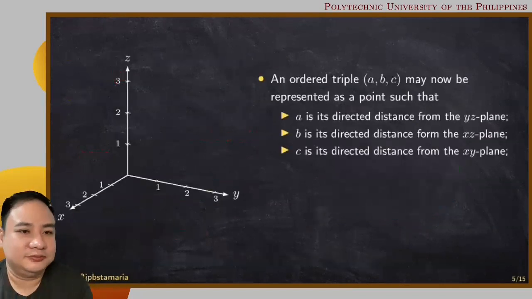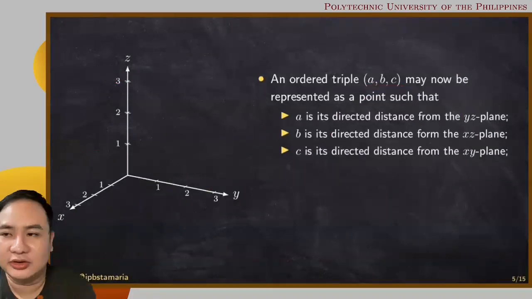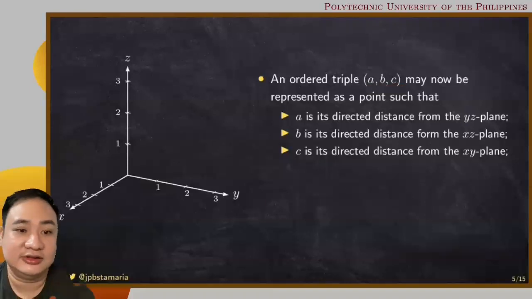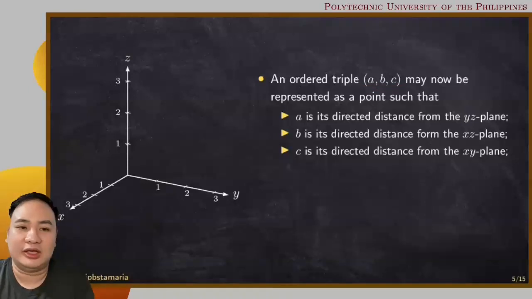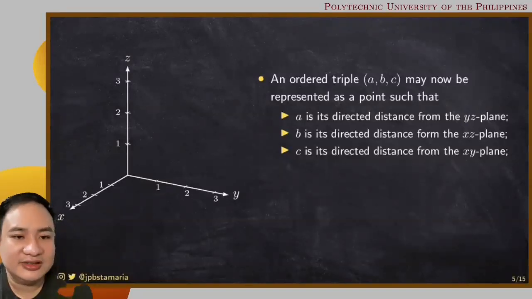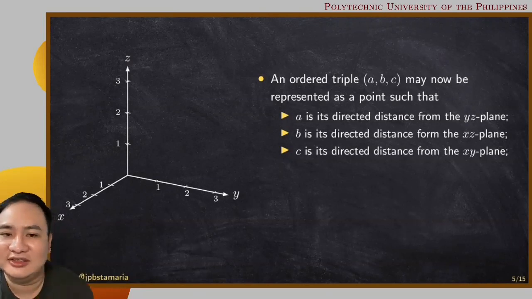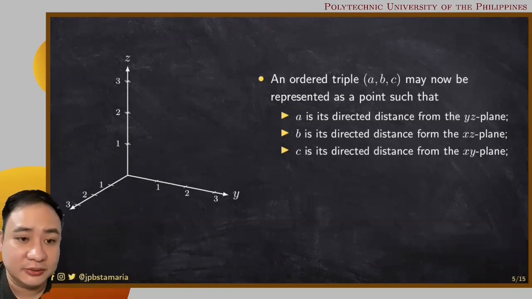Let's continue. Yan. Ang tanong, paano natin ngayon i-represent yung point or the ordered triple na A, B, at C? No, kasi yan, may point ka na A, B, and C. Paano mo siya i-locate? Ang definition natin ganito. Yung ordered triple A, B, C may now be represented as a point such that this point, yung A, no, is its directed distance from the YZ plane. Pag sinabi natin directed distance, it could be positive, negative, or zero.